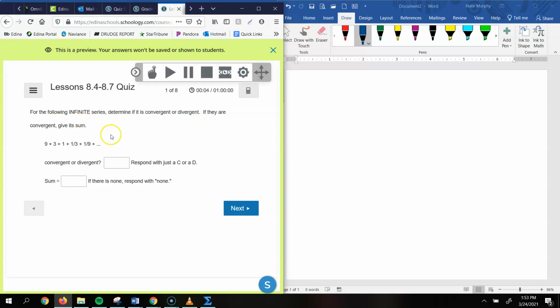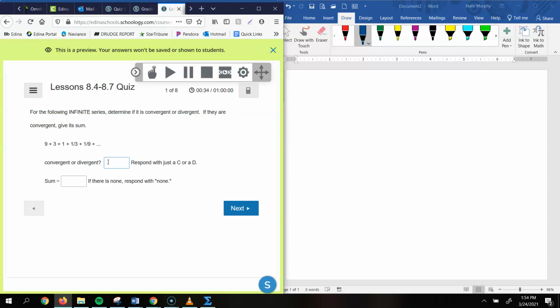Okay, so first off, it's important that we recognize that this is an infinite series, because infinite series are the only ones that could converge or diverge. And the only ones that are convergent are geometric series. So if I could find that this is arithmetic, then I know that it would be divergent. But I can look at this one, I can see that going from 9 to 3, from 3 to 1, from 1 to 1/3, and then to 1/9, what we're doing is we're multiplying by 1/3 each time. And so that tells me that it is convergent.